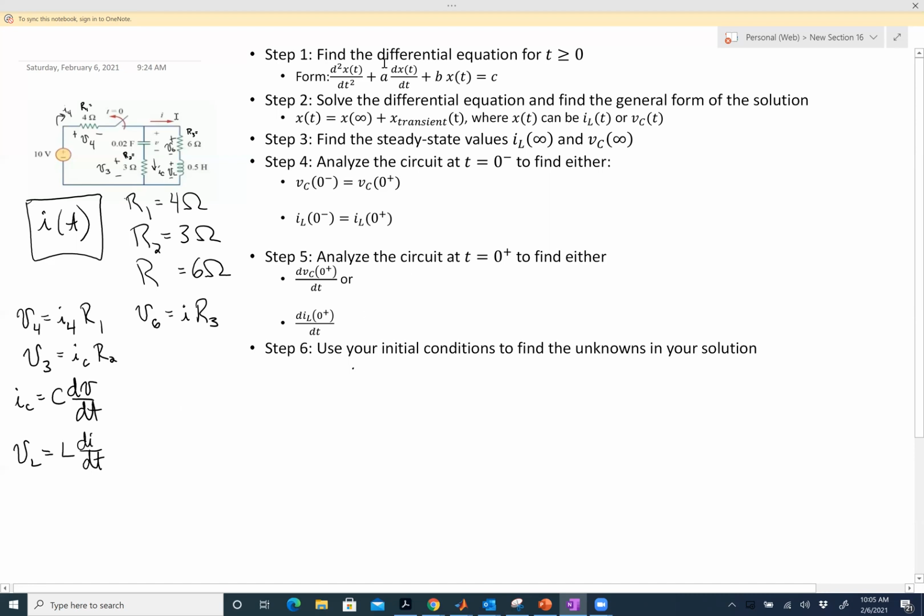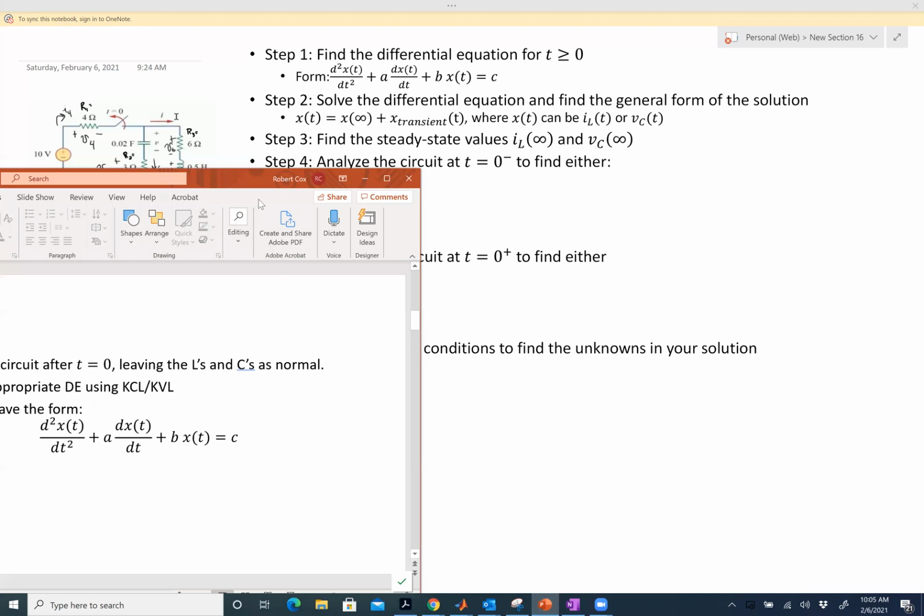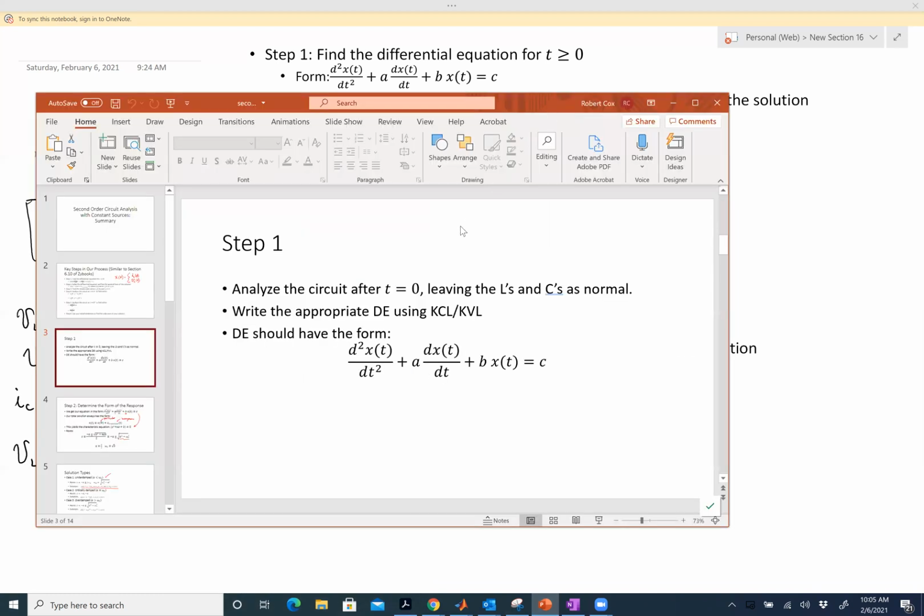All right, so step 1, find the differential equation for t greater than or equal to 0. I posted some summary slides for you guys. It's basically saying in step 1, I specifically want to analyze the circuit after t equal to 0. Leave the L's and C's as normal. Don't short them or open them or anything like that. And then write your differential equation using some combination of KCL and KVL and get it in that form.